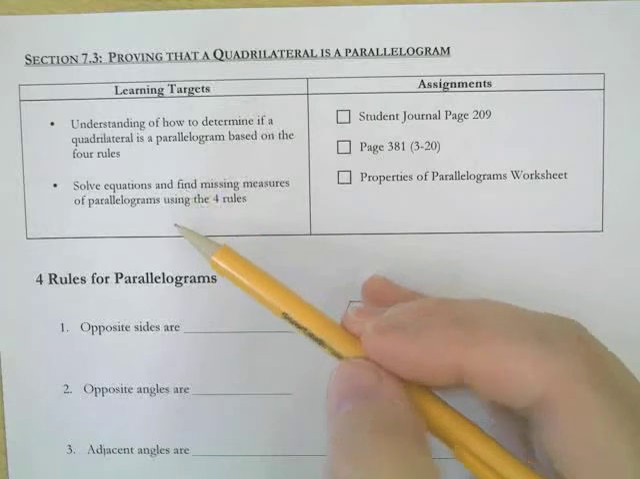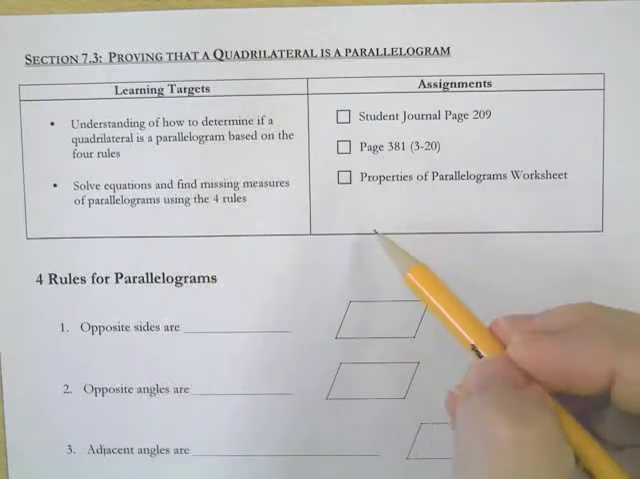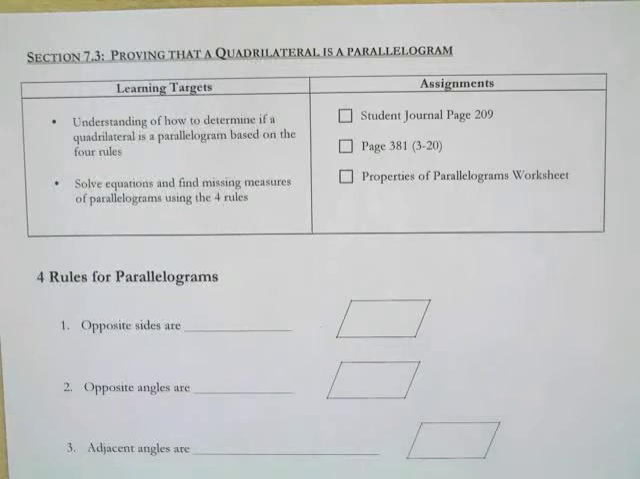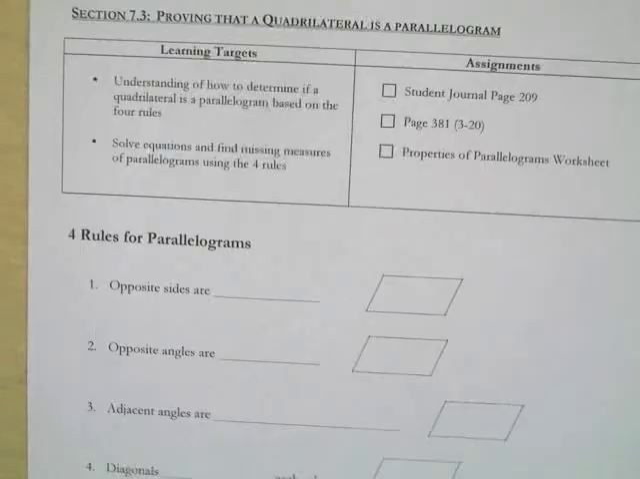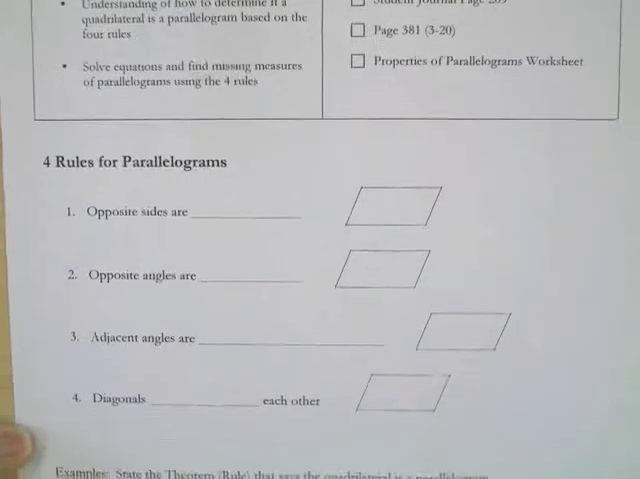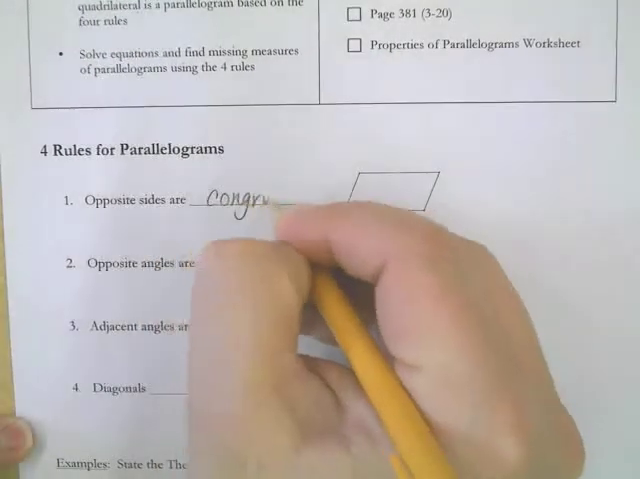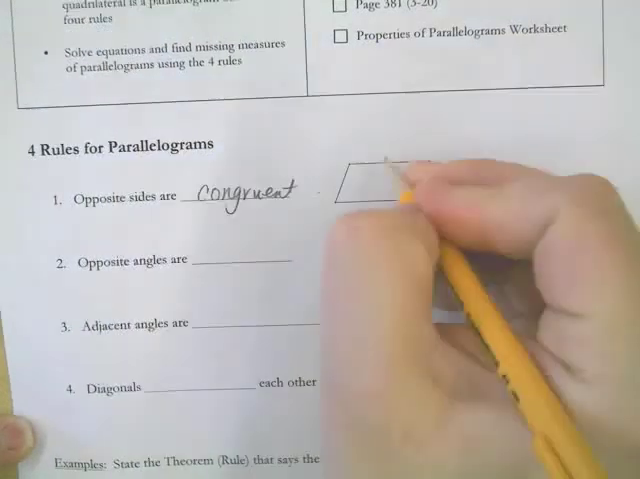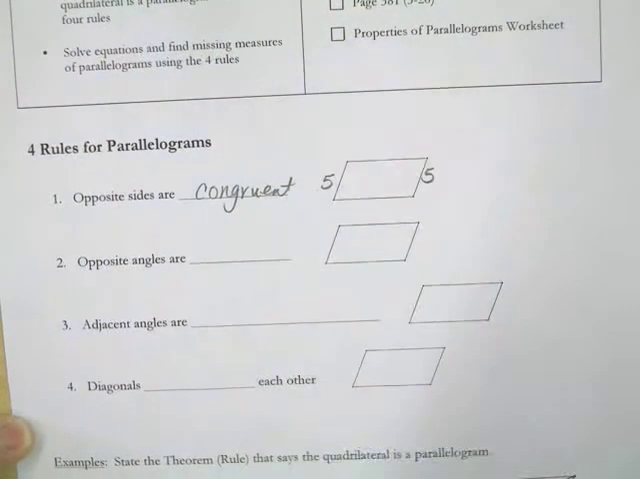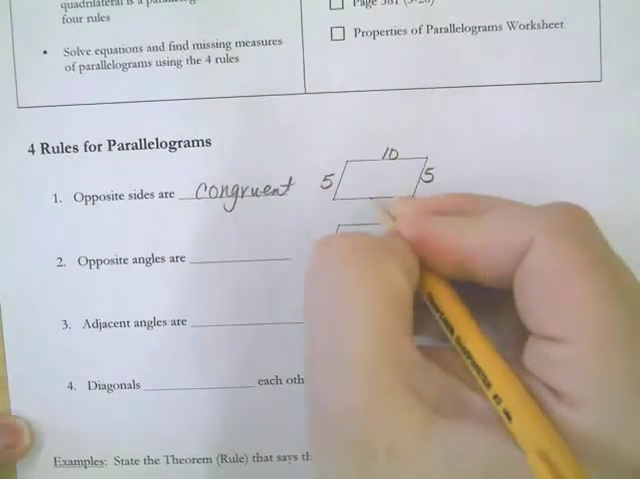And then you'll have 3 assignments. But again, nothing new. We were just practicing the concepts that we learned yesterday and adding in some new types of problems. Okay, so let's just review the 4 rules. Rule number 1 is that opposite sides are congruent. So that means if the left is 5, the right is 5. If the top is 10, the bottom is 10.